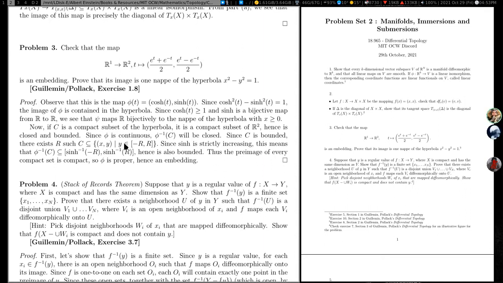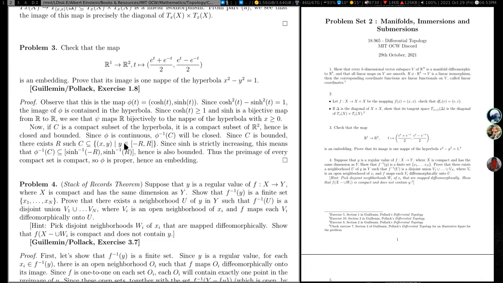Wait a minute. I'm just thinking, is it obvious that the inverse map is continuous? Now, for it to be continuous, it needs to be the restriction of a continuous map from a neighborhood of the hyperbola to R.